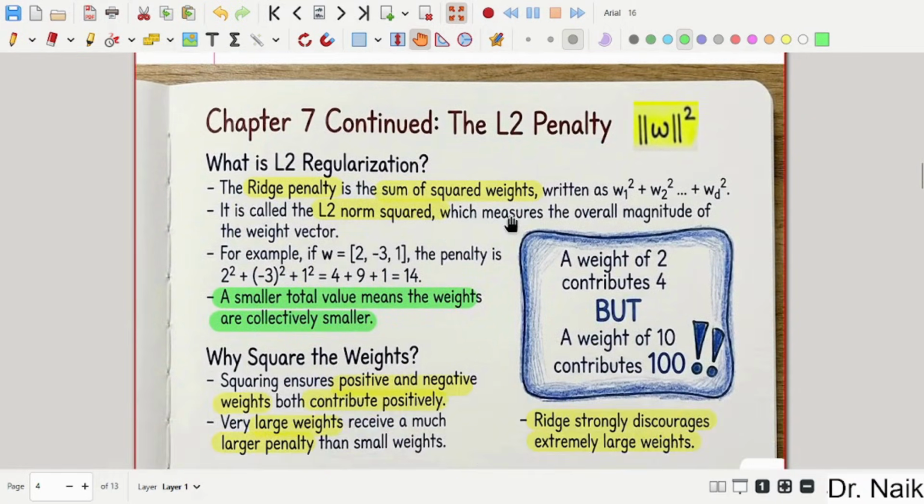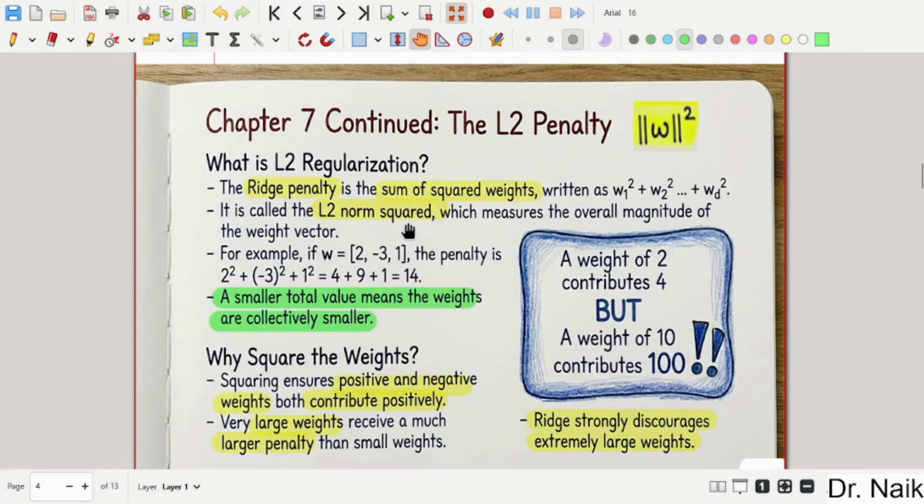The L2 penalty, that is norm square W, is the sum of squares of weights, written as W1 square plus W2 square up to WD square, where D is the number of features. It is also called the L2 norm squared, which measures the overall magnitude of the weight vector.